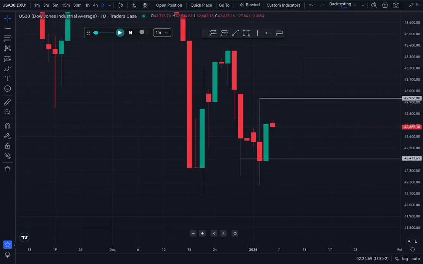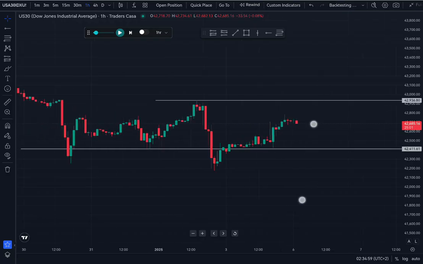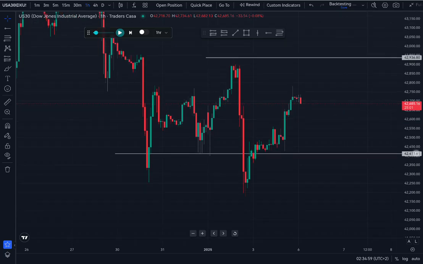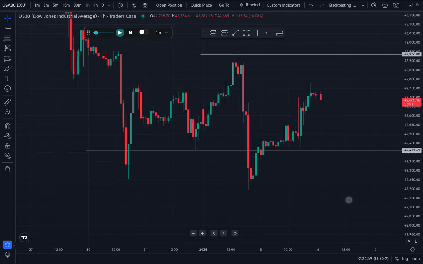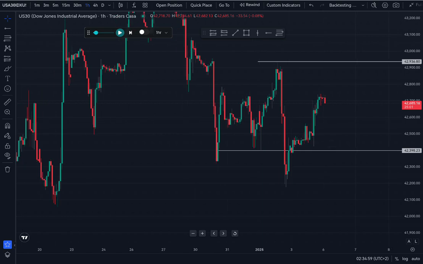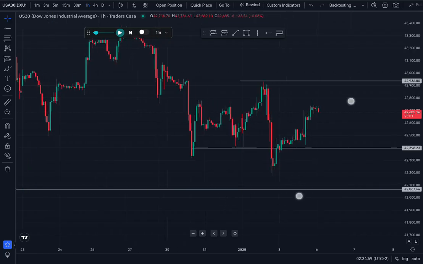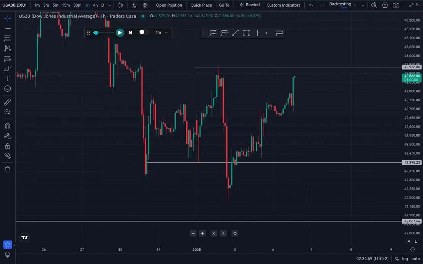So I want to see if I can have market structure shifts bullish on the lower time frames. Price has been pushing up, and I don't see very important swing highs that price has taken out so far, so we might still be bearish, but I will look for buy setups. Let's skip to New York session. Okay, this is New York session now.